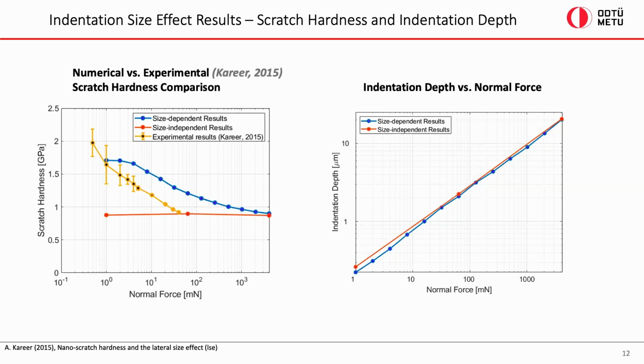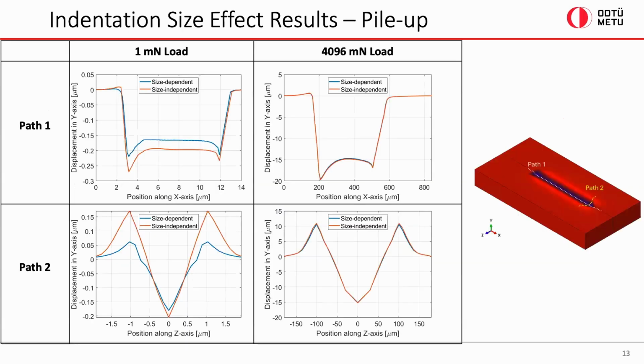Two minutes. Oh, okay. We're computing scratch hardness and normal force plots, and as you can see here, as we increase the normal force, when we use a size-dependent model, our scratch hardness is decreasing, because the indentation size effect says that as the depth of indentation is increased, the hardness of the material decreases. And then I will skip over these results quickly.